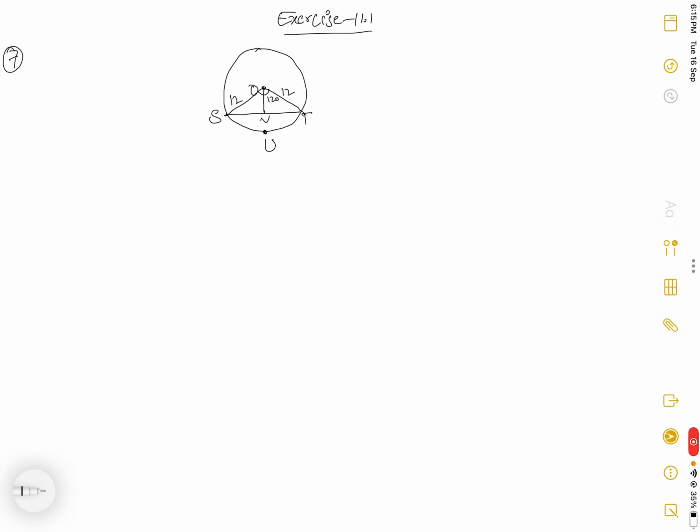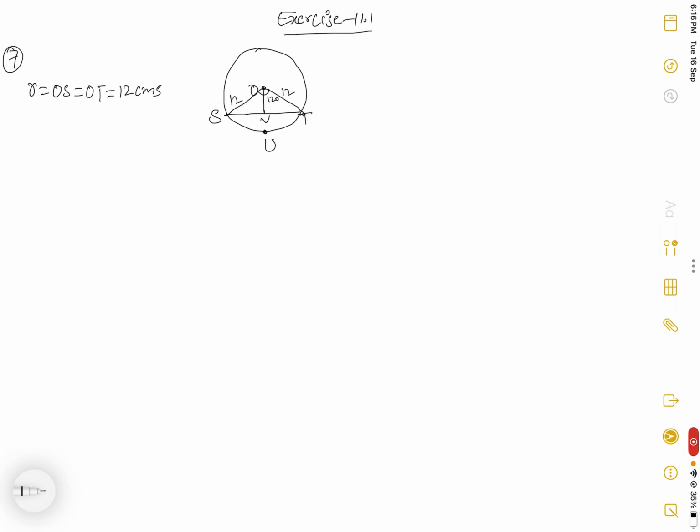From this figure, ST is the chord of the circle and O is the center of the circle. It subtends an angle of 120 degrees at the center of circle O, with radii OS and OT. The radius OS equals OT equals 12 centimeters.